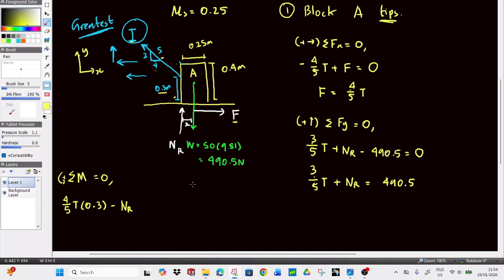Actually, hold up. I think this would be a bit weird if we were to talk about the couple moment of these forces. I think we take the moment at a particular point. Let's take it at this point O. So we take the moment at point O to be 0, and that means there is no moment caused by friction. But for NR, we do have a distance of x.